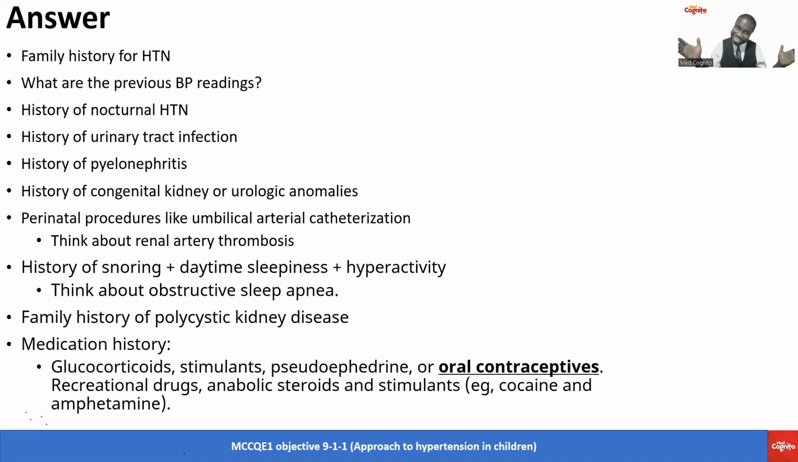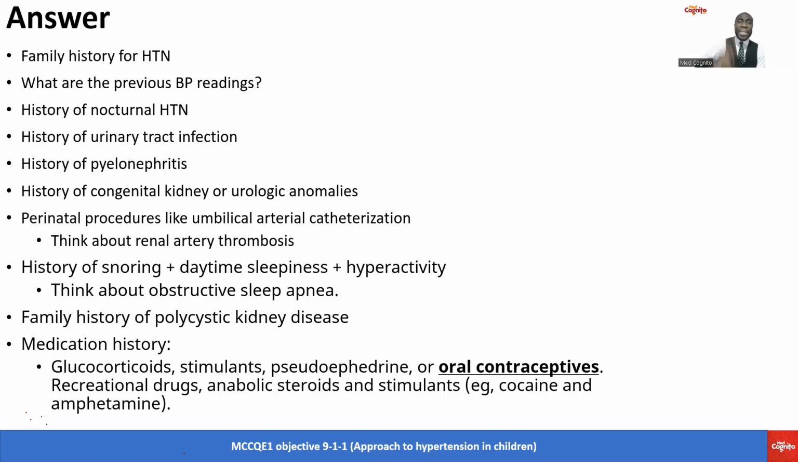Secondary. History of urinary tract infection. Why? Because we are thinking about possible post-UTI glomerulonephritis. Maybe the person had some obstructive uropathy and then the kidney has been scarred. History of pyelonephritis. History of congenital kidney or urologic abnormalities. Doctors, please write all these things down. And don't forget that you're going to get a replay of the video as well.